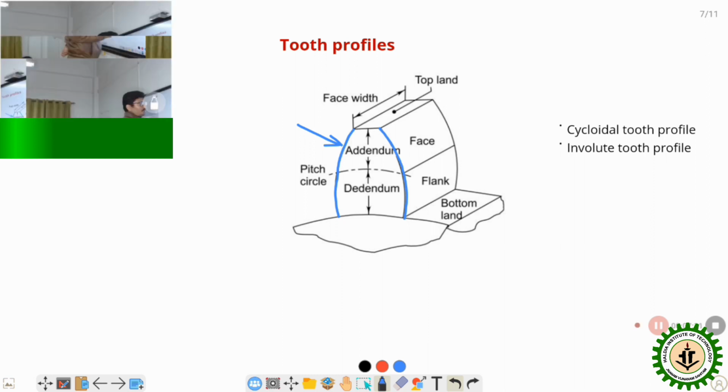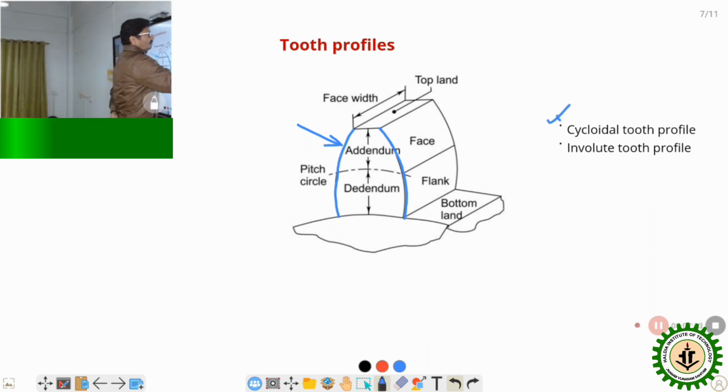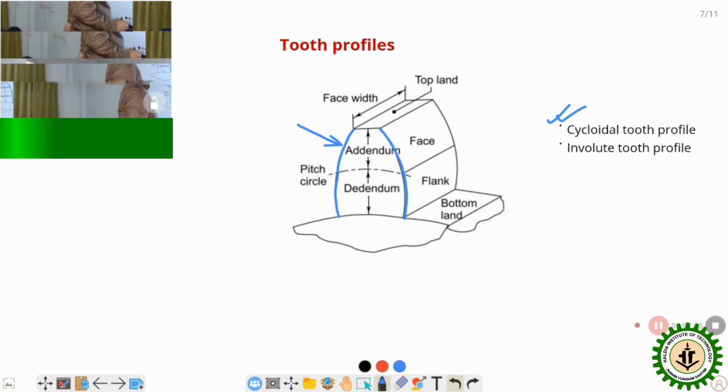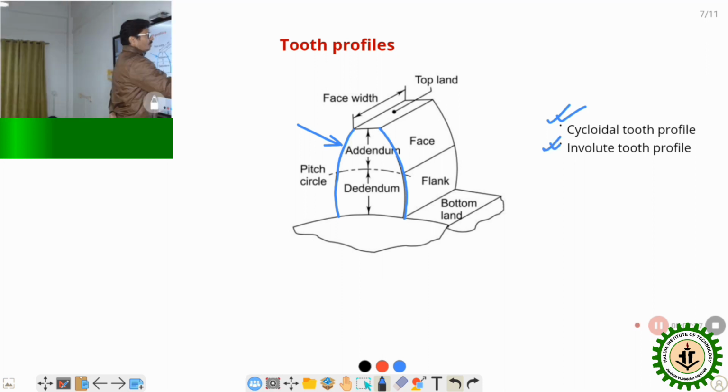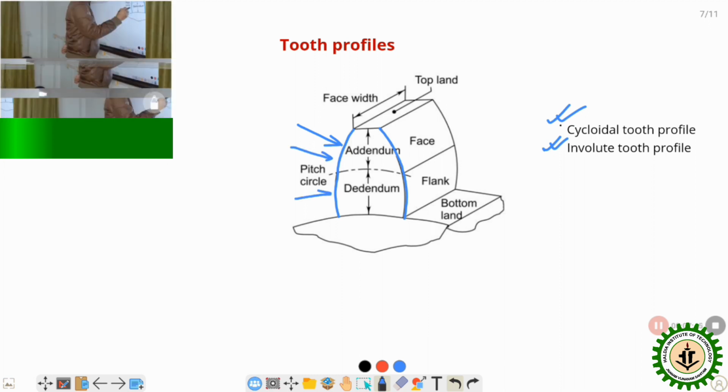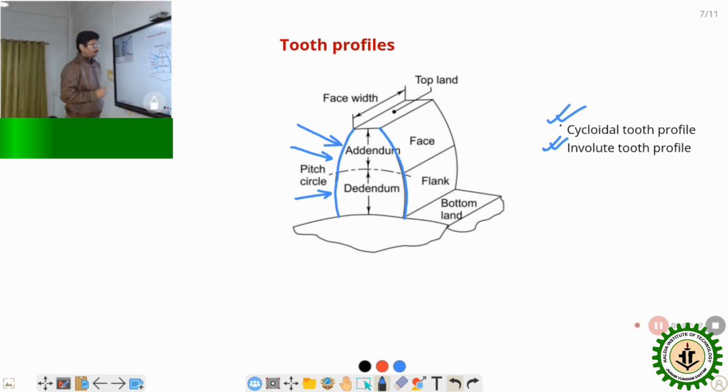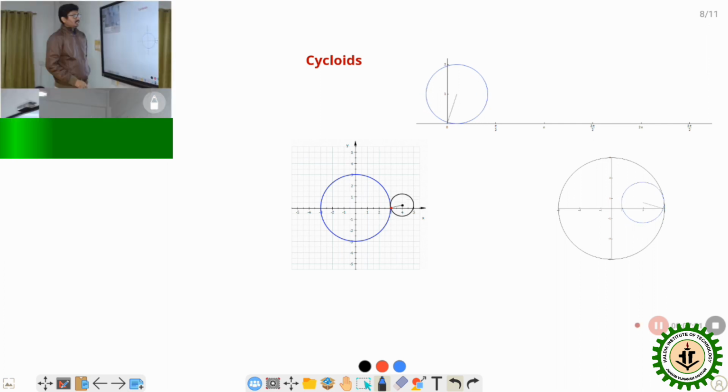What are those shapes? One tooth profile can be the cycloidal tooth profile. Another profile can be the involute tooth profile. That means this curve may be either a cycloidal curve or an involute curve based on the application. Now first, let me tell you what cycloids are.